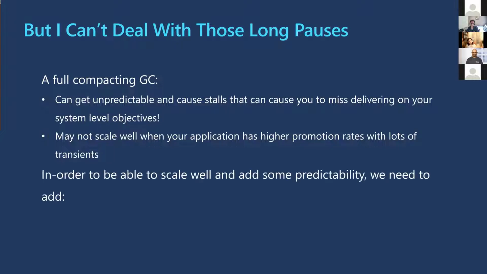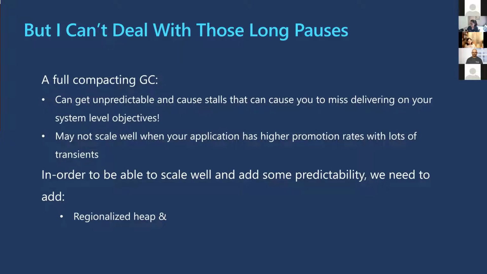So in order to be able to scale well, we have to let the GC have some predictability. And that's the whole concept of G1. It's able to predict how many regions it would need to be able to maintain and keep up with the promotion rates, okay?